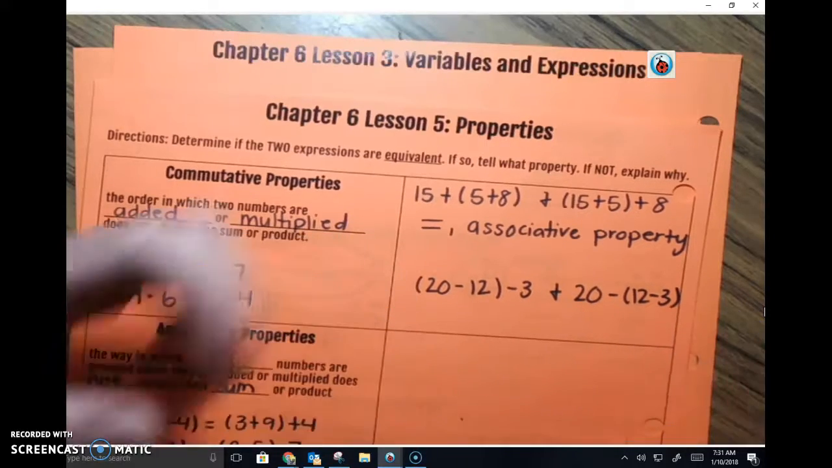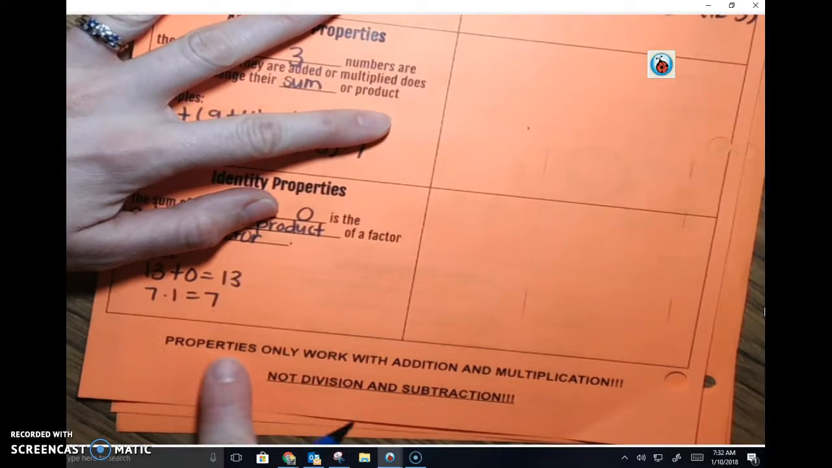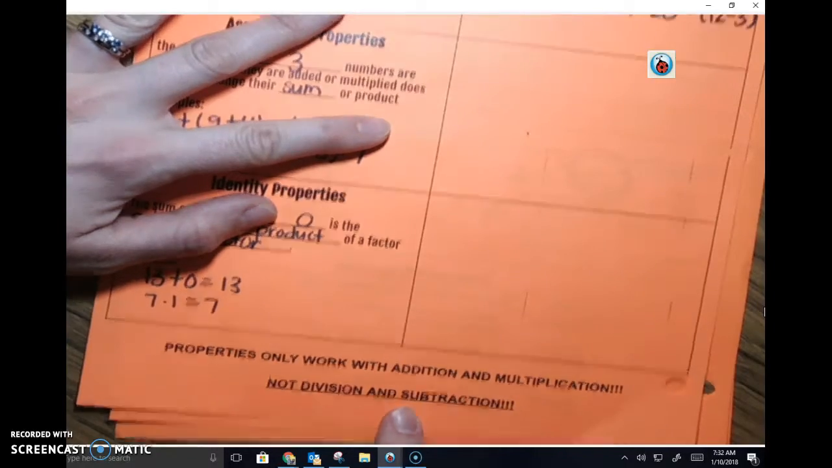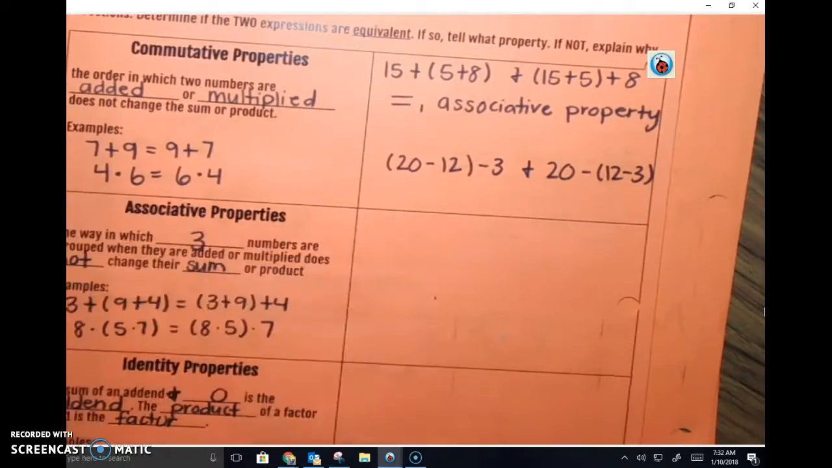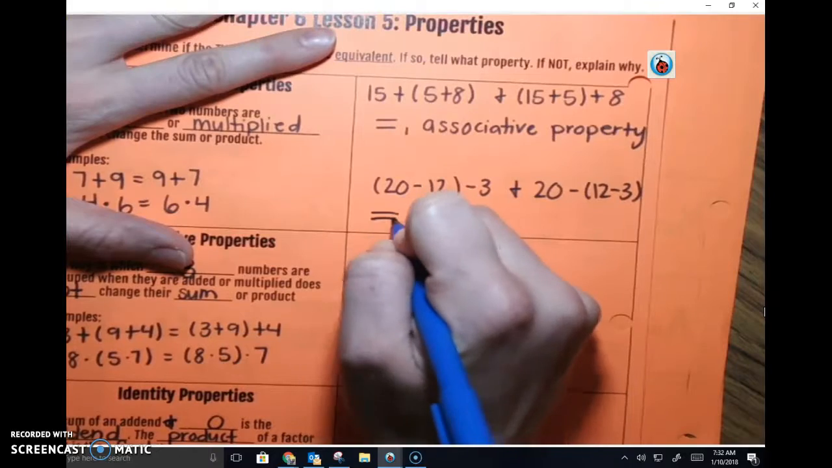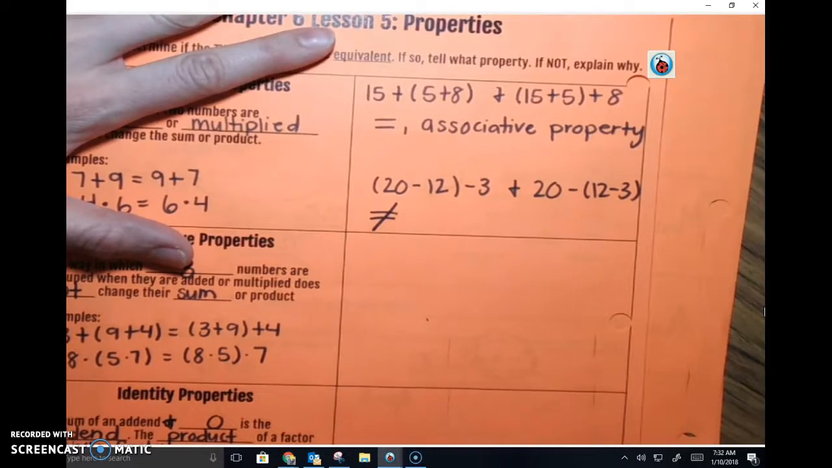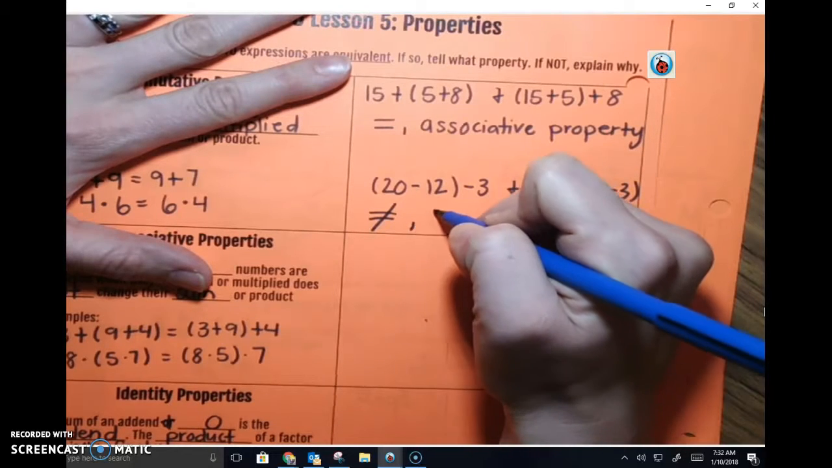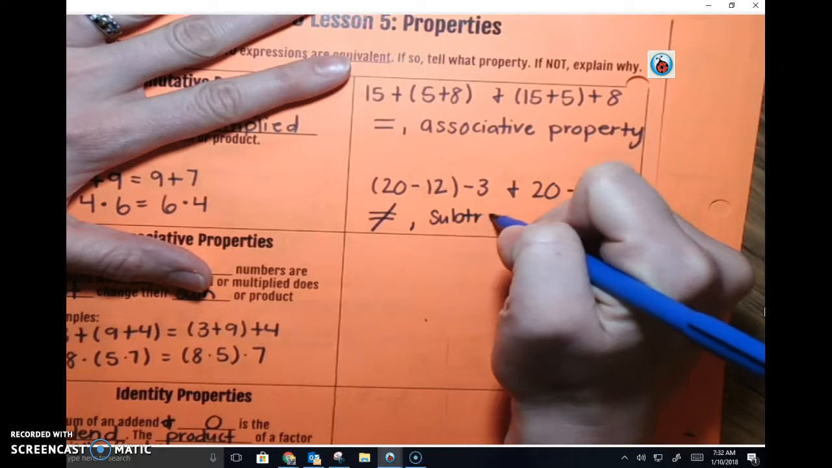Okay, our next one is going to be 20 minus 12 minus 3 and 20 minus 12 minus 3. Okay. If you haven't checked out the bottom of the paper yet, it says properties only work with addition and multiplication, not division and subtraction. This is subtraction, so automatically we know this is not equivalent. And that is a not equivalent sign. It's the equal sign with a slash through it. And because it's subtraction, that's why it does not work.